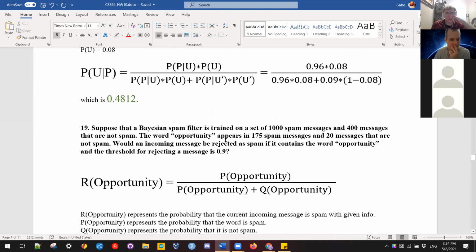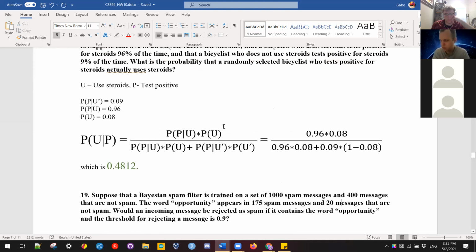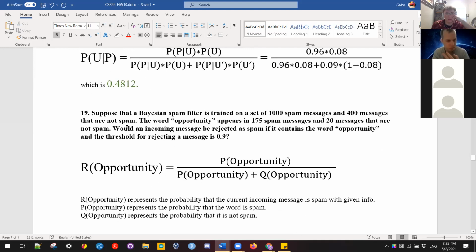The Bayesian spam filter is the good one. It is trained on a set of 1,000 spam messages and 400 messages that are not spam. The word "opportunity" is super important here. It appears 175 times in the spam, but there are only 1,000 spam out of the total of 1,400. And in the 400 messages that are not spam, 20 include the word "opportunity." So we're looking for the probability that an incoming message would be rejected as spam if it contains the word "opportunity."